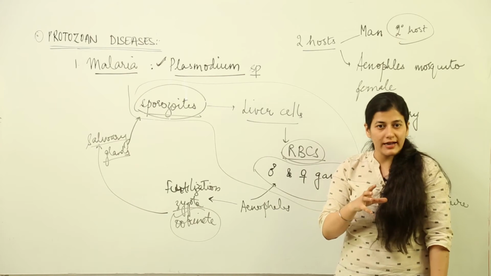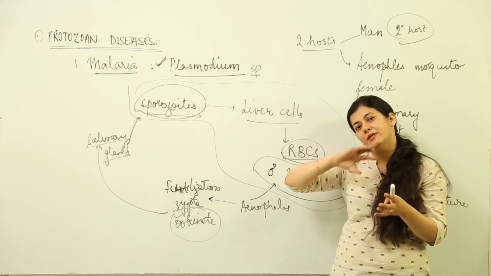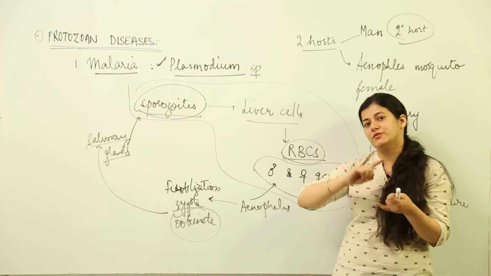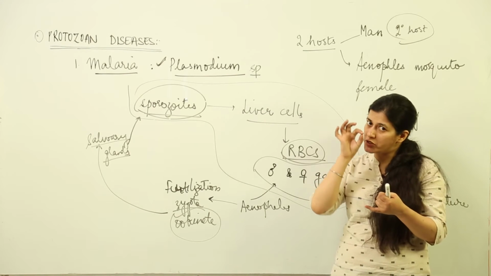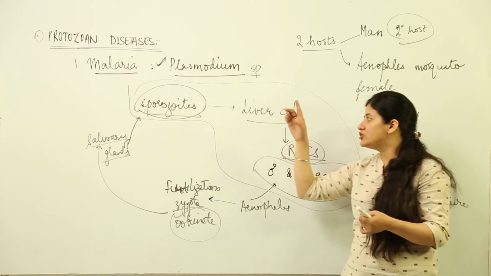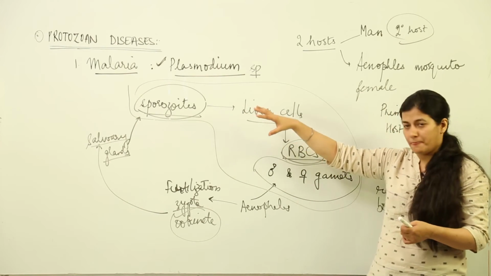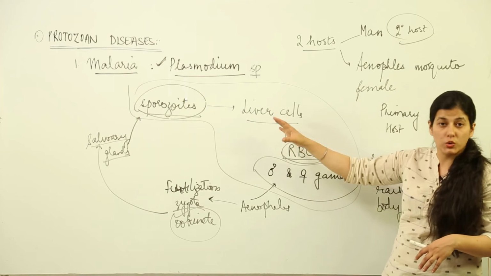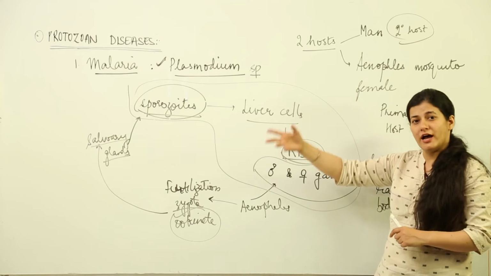Now the salivary gland of the mosquito is going to store the sporozoites. The sporozoites being present in the salivary gland, whenever this female mosquito bites any human individual, the sporozoites sneak into the bloodstream of the human being and reach the liver cells. Inside the liver cells, this being the asexual or secondary host, they divide, they move to the RBCs.